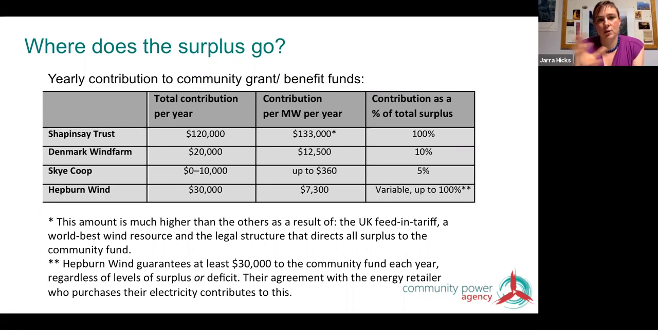So where the surplus goes influences how the local community benefits and whether there's a general benefit to the whole community, as well as if there's dividends being paid to local shareholders.